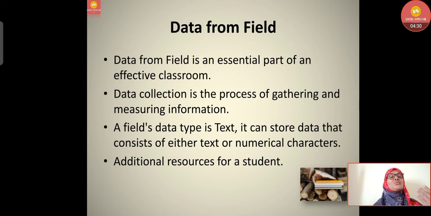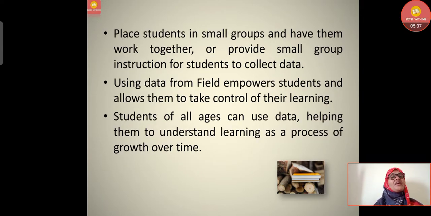And additional resources for a student. This collection is an additional resource. For example, in social sciences, if the students are going to any museum, just seeing things, they will remember little bit. But when writing the information and seeing both visual and written work happens, then they will remember things very easily and they will understand what they have seen later on when they read it out. The things will be in their memory for a longer period. So data from field is an essential part of any effective classroom.